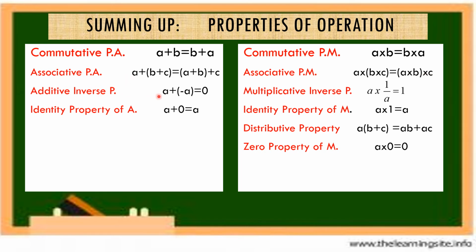Additive inverse property, A plus negative A equals 0. Multiplicative inverse property, A times 1 over A equals 1. Identity property of addition, A plus 0 equals A. Identity property of multiplication, A times 1 equals A. Distributive property, A times the quantity of B plus C, close quantity, equals AB plus AC. Zero property of multiplication, A times 0 equals 0.